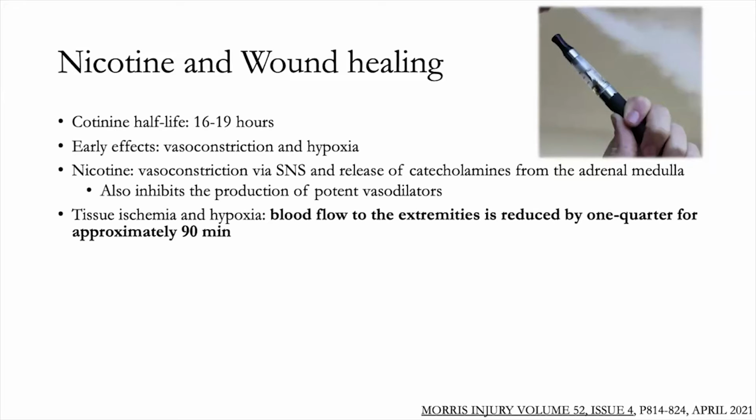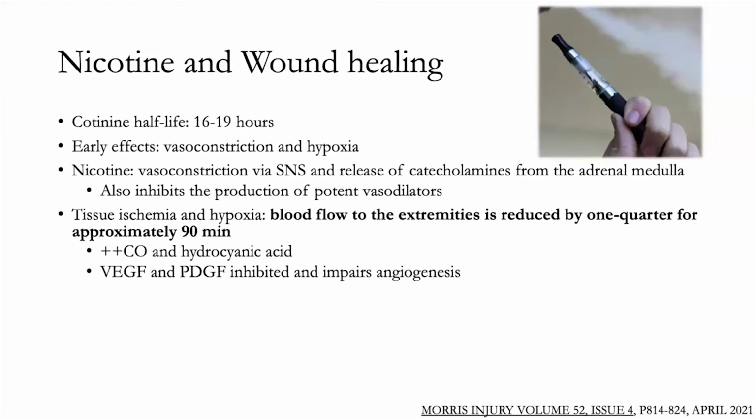So when a patient smokes one cigarette, their blood flow to their extremities is reduced by a quarter, 25%, for about 90 minutes. So if that patient has 10 cigarettes a day and is spreading that out over the day, that patient is walking around with a significant burden of tissue ischemia and hypoxia. There are other factors, of course, that worsen that situation.